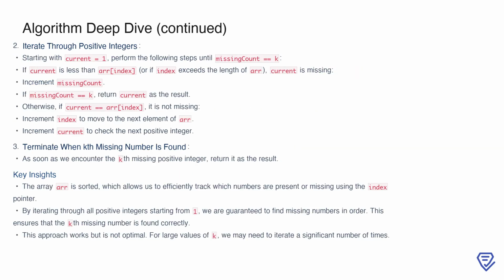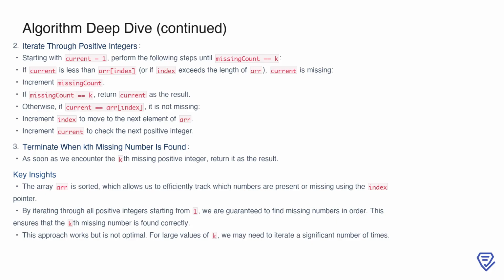Now, we iterate through all positive integers starting from current equals 1 and continue until we find the kth missing number. For each positive integer, we check if it is less than the current element in the array at position index. If it is, this means the number is missing from the array. In this case, we increment missing count, and if missing count becomes equal to k, we return the current number as our result.